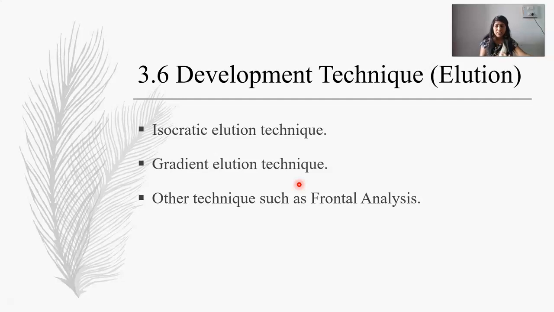For example, initially benzene has been taken, then ethyl acetate and then methanol, and followed by the separation has been carried out. The next method is another technique like frontal analysis. Here, the elution concentration versus volume of eluent, a graph is being plotted, where how much compound is being eluted from the column is properly studied.